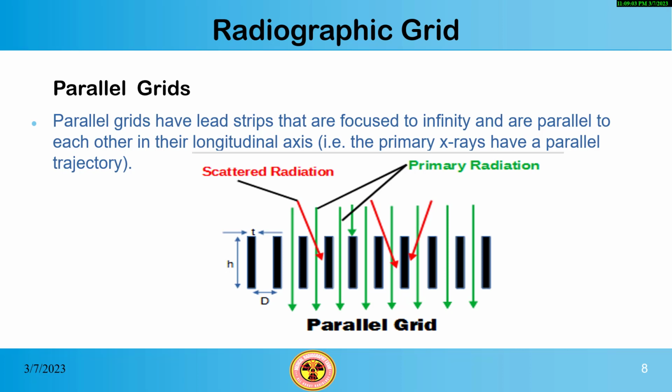Parallel grids. Parallel grids have lead strips that are focused to infinity and are parallel to each other in their longitudinal axis. The primary X-rays have a parallel trajectory. In this figure, lead strips are shown in black and primary rays shown in green color and scattered rays shown in red color. In this, the lead strips are parallel to each other.